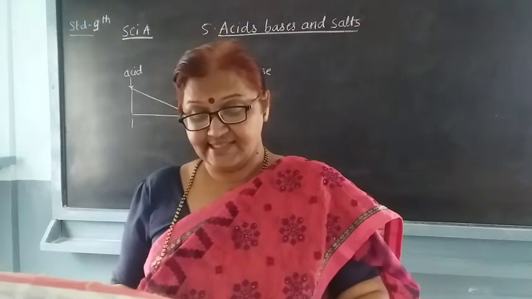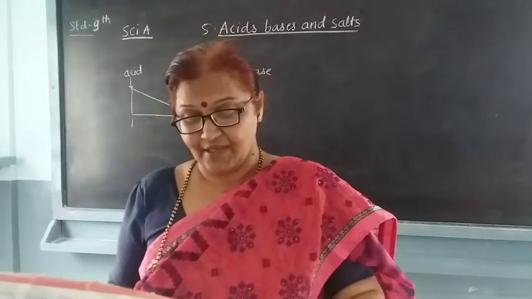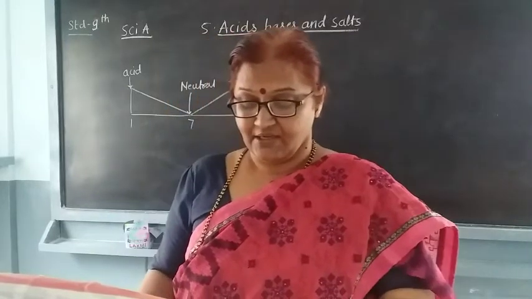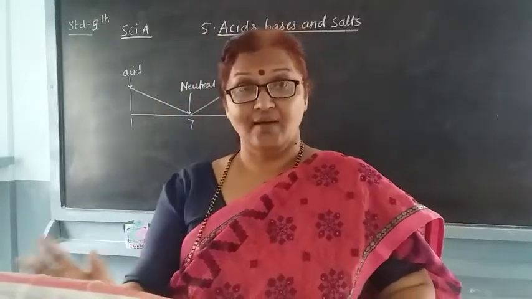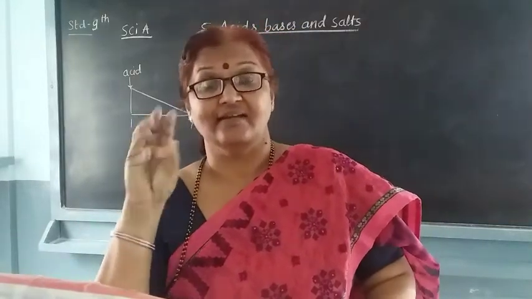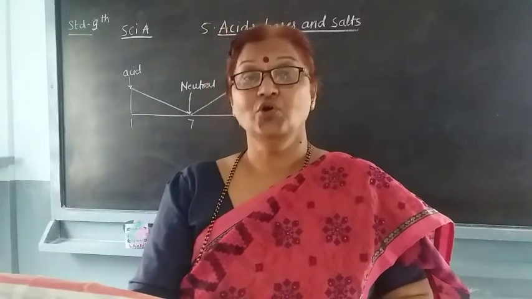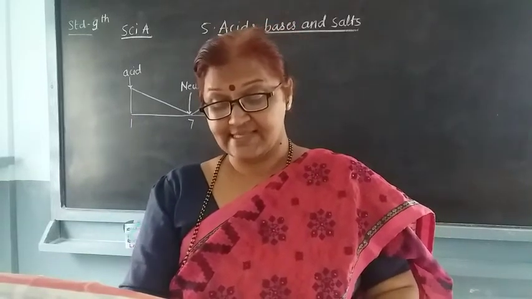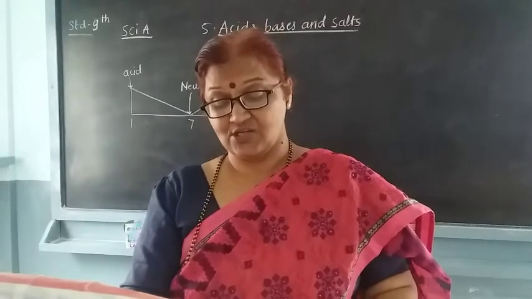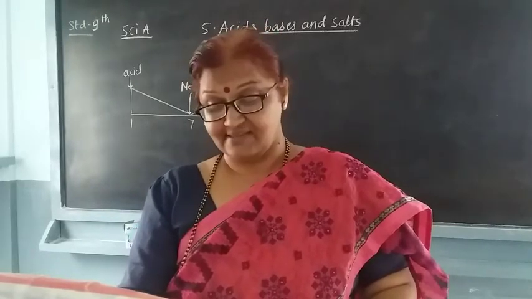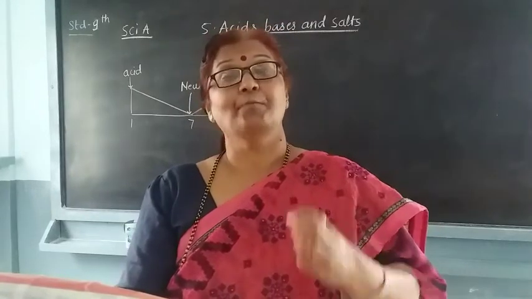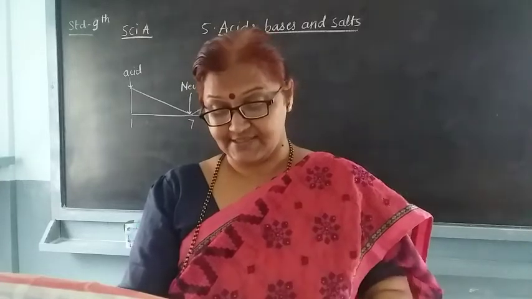It is necessary for a blood cell sac to have H plus and OH minus ions in a certain definite proportion. If we see, it is necessary that the blood sac or cell sac should have H plus and OH minus ions in certain definite proportions. Then there is proper functioning of this.